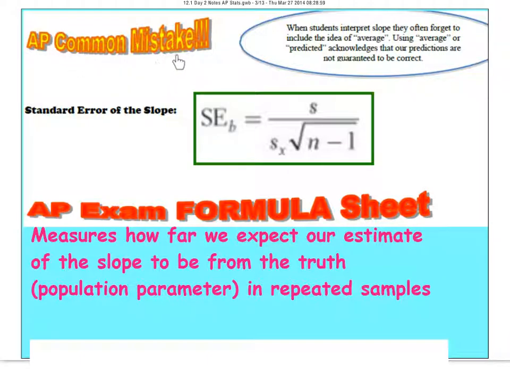The AP board also talks about a common mistake that is worth pointing out. It says here when students interpret the slope, they often forget to include the idea of average. Remember, average or predicted acknowledges that our predictions are not guaranteed to be correct. If we use a least squares regression model, we're making a prediction. So it's on average what we would expect to have happen, because that least squares regression model was computed from one particular sample. And it could be a slightly different model if we used a different sample. So it's on average what we would think would happen.